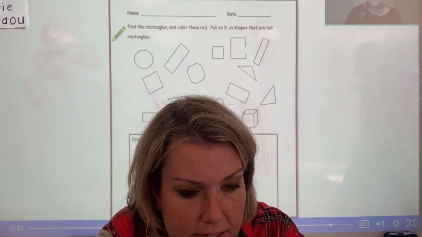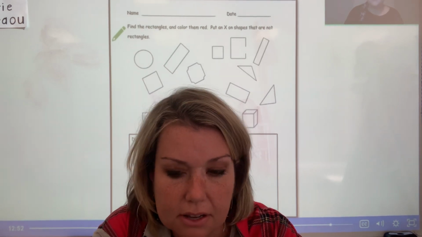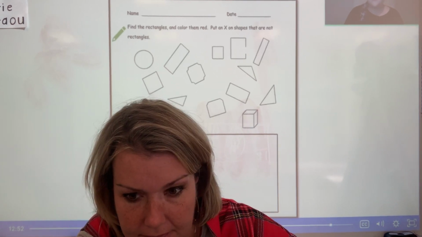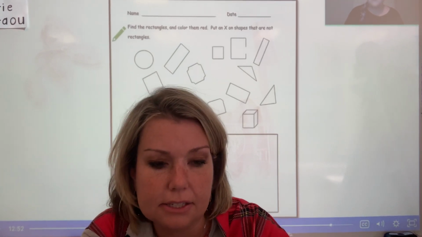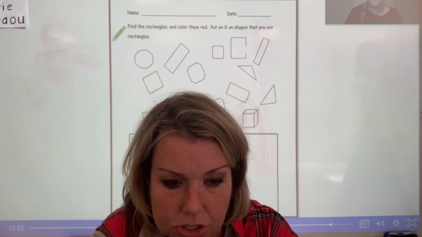Okay, let's look at Austin's. You see his rectangles? Great work, Austin. No, I can't see his picture. I can't see him. You couldn't see it? All right, let's spotlight another friend. Thank you, Austin. Who else would like to share?